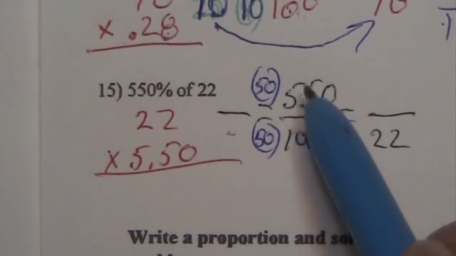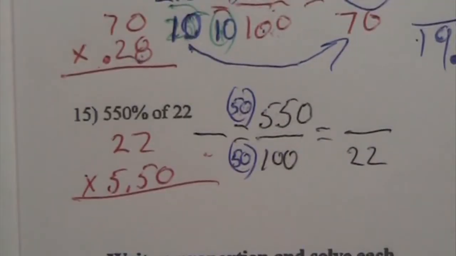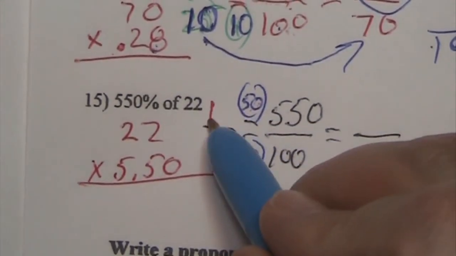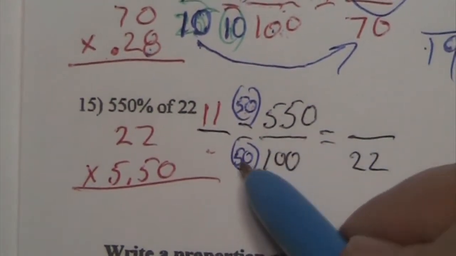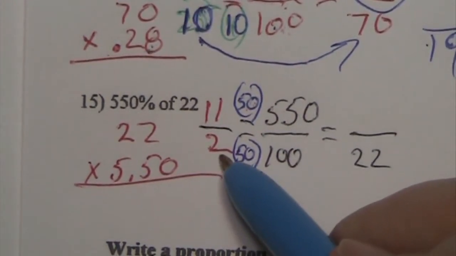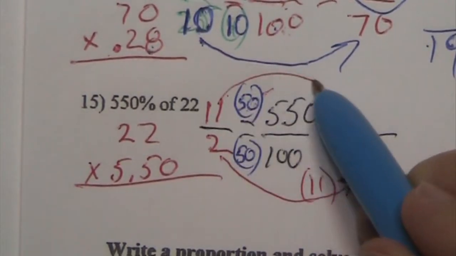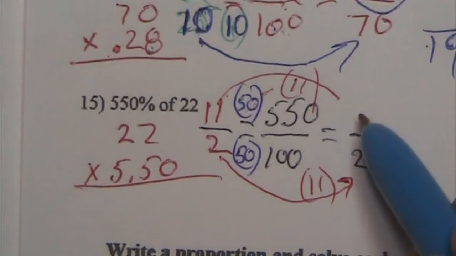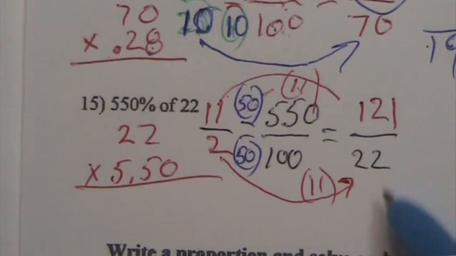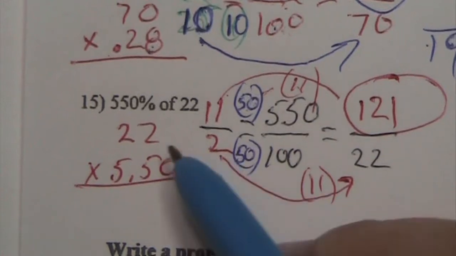So let's see, if I scale this down, I know 50 will go into both of these. 50 goes into here 11 times. 5 goes into 55 11 times, and there's a 0. All right, and then 50 goes into 100 twice. Now can you see that you'll take 2 times 11 gets 22. So now you're going to take 11 times 11, and that will give us 121. And so that is our answer, 121.